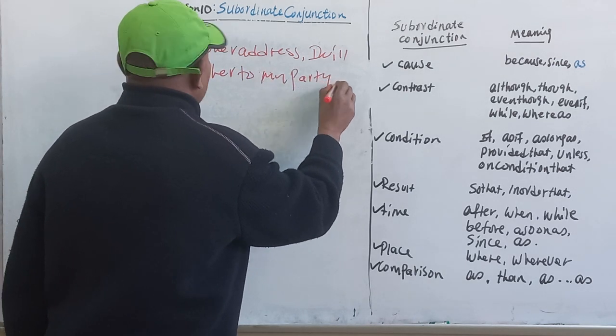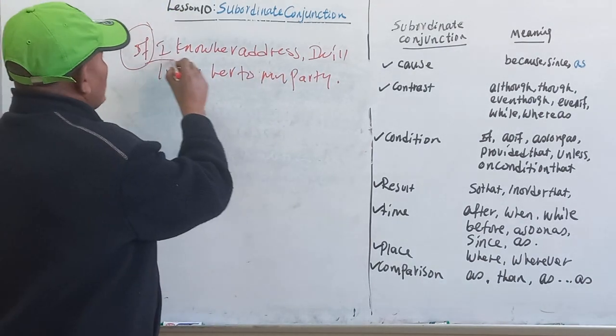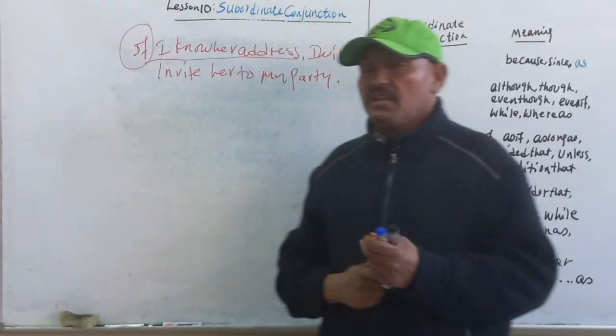Another one, with the first example here. Well, focus on this conjunction, please. So this one, if I know her address, is the dependent clause. What kind of dependent? Condition.